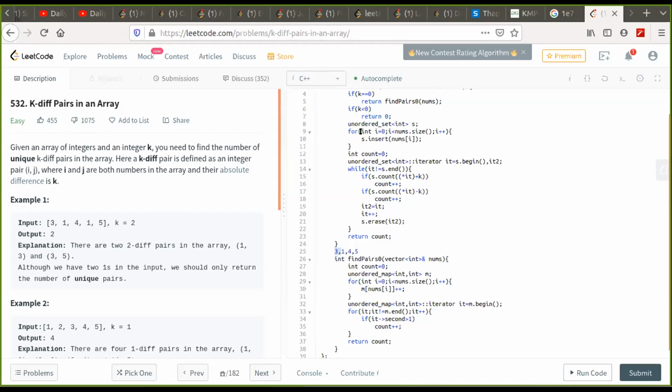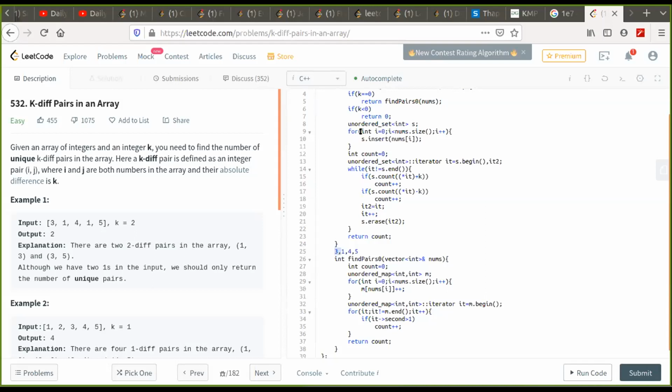In that case, I think I'll not need to erase the element. But that would require the set to be sorted, right? Because you look at a smaller number, you follow a particular order. In this case, it's an unordered set, so we cannot do it. In the first example which is given, it's not sorted. Can we still make it work? I'm just asking the question.